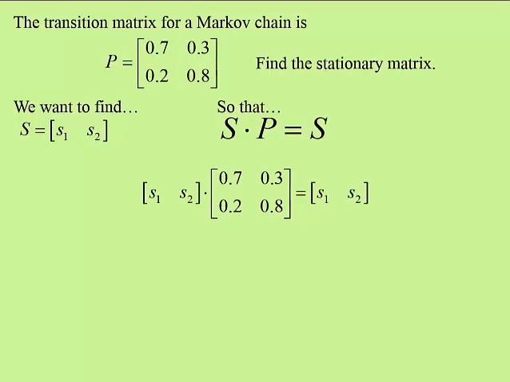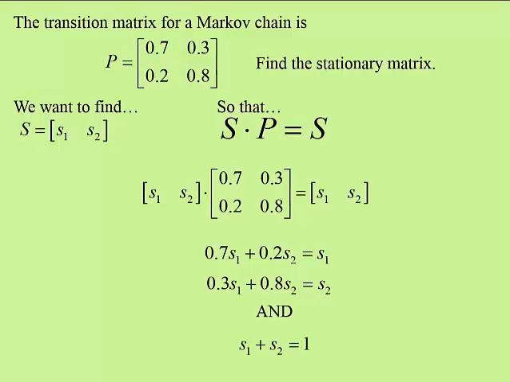But look at this. If we take the row and the column and put them together using the properties of matrix multiplication, 0.7 times S1 plus 0.2 times S2, and that's got to equal the first number in this matrix. And likewise, first row times second column gives this equation, and then we use the observation that we have to have the sum of S1 and S2 equal to 1. You've got to add up to 100%.